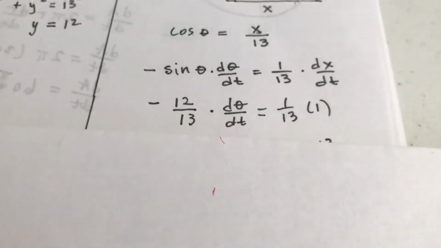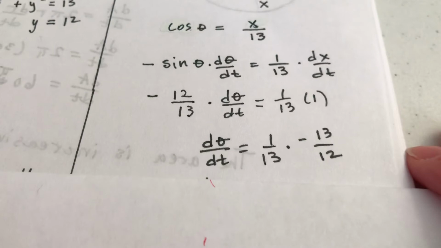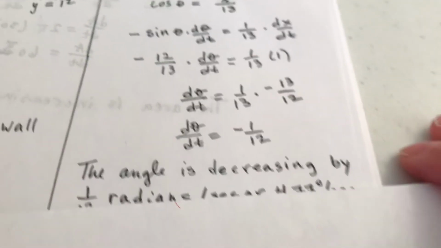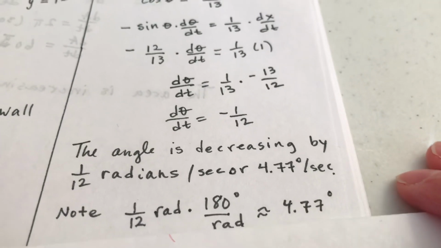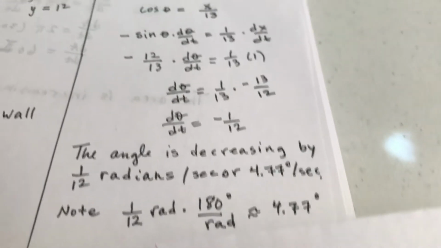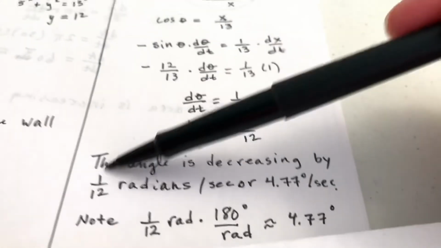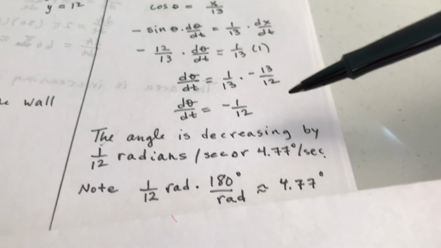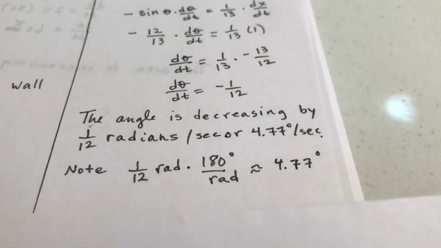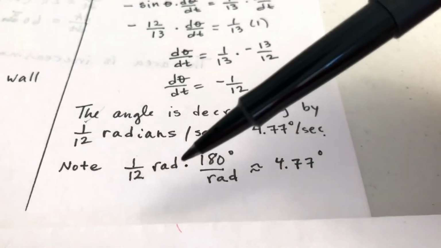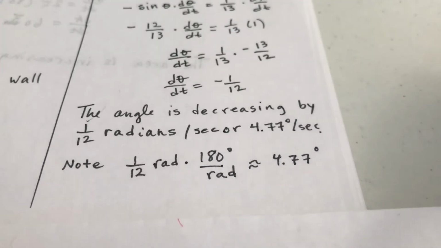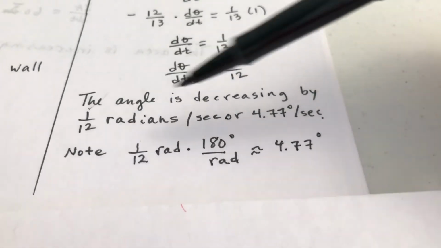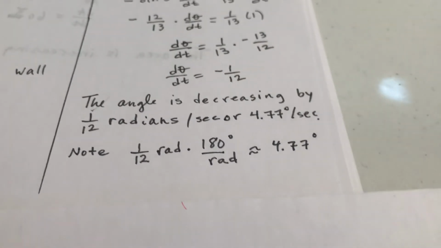And now I'm going to multiply both sides by -13/12 to solve, and that gives you -1/12. So I can say the angle is decreasing by 1/12 radians per second. Notice that that's a unitless measure, 1/12, which is what we get here, a unitless measure, when we do all the division. If we wanted to convert to degrees, we would have to multiply by 180 degrees over pi radians and get 4.77 degrees, but this is fine. The angle is decreasing by 1/12 radians per second, or if you wanted to convert to degrees, you may.